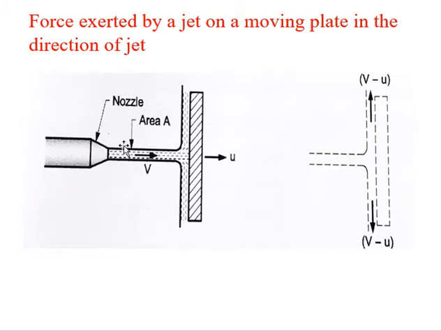In the previous lecture, the plate was fixed, therefore the jet directly struck that plate with the velocity V. But in this case, because the plate is moving and the velocity of this moving plate is small u, the jet strikes the plate with a relative velocity, that is V minus u.